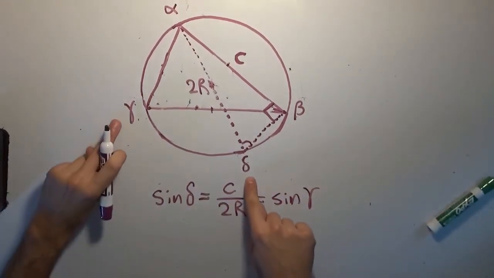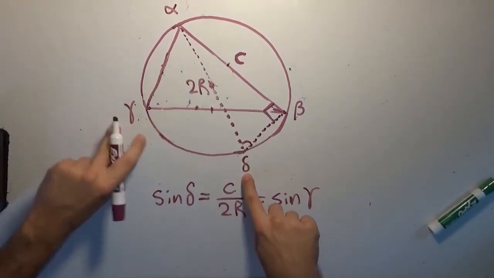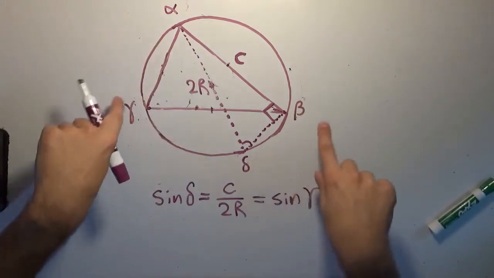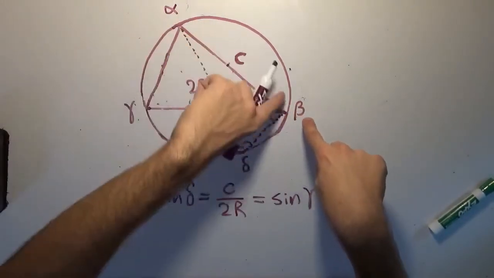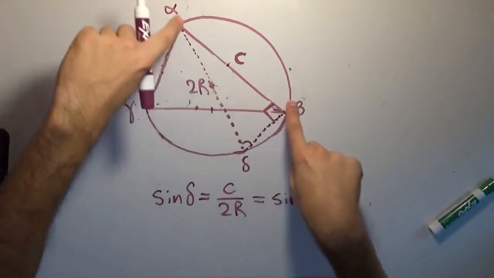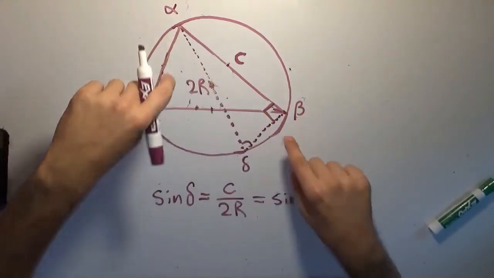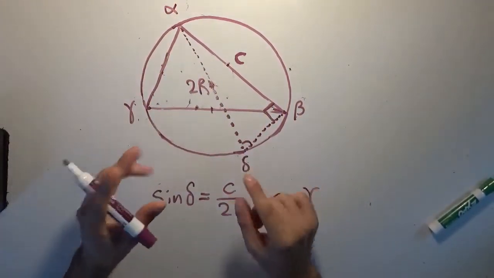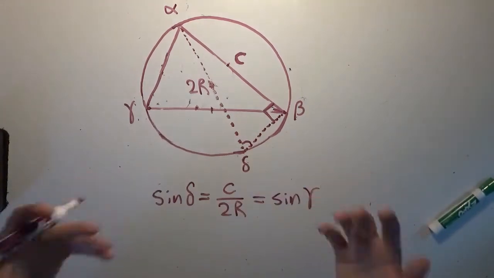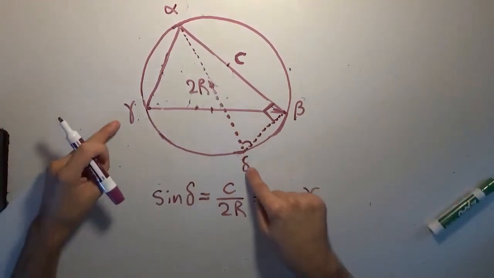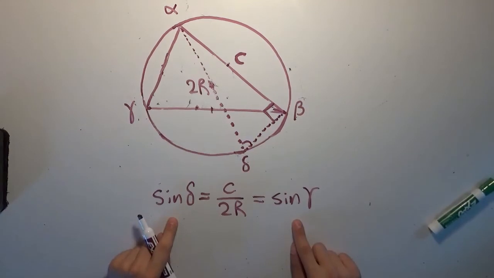Can we see that? The angles gamma and delta are both inscribed on the same side of this arc, of this central angle that connects the center to alpha and beta, so they must both be half of that central angle. They are half of the same thing, so they must be the same measure. Delta and gamma are the same angle, so their sines are the same.